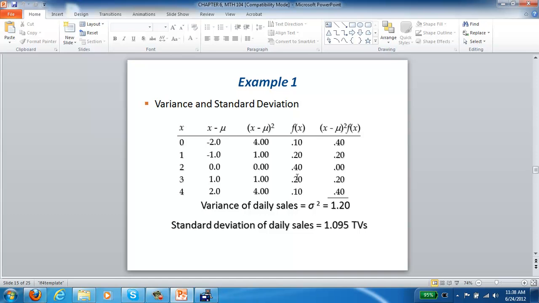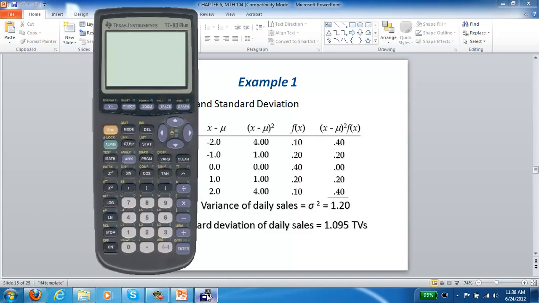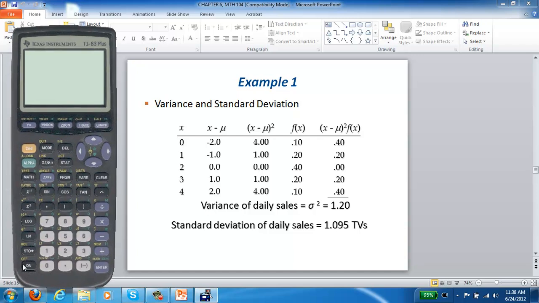Then we have the f of x from the problem, and you can go back 3 slides. And then what we do, we simply multiply x minus mu squared times f of x. I can show you by using the calculator in this case. So you can multiply 4 times 0.1, so this is 0.4, 1 times 0.2, 0.2, and then you continue.